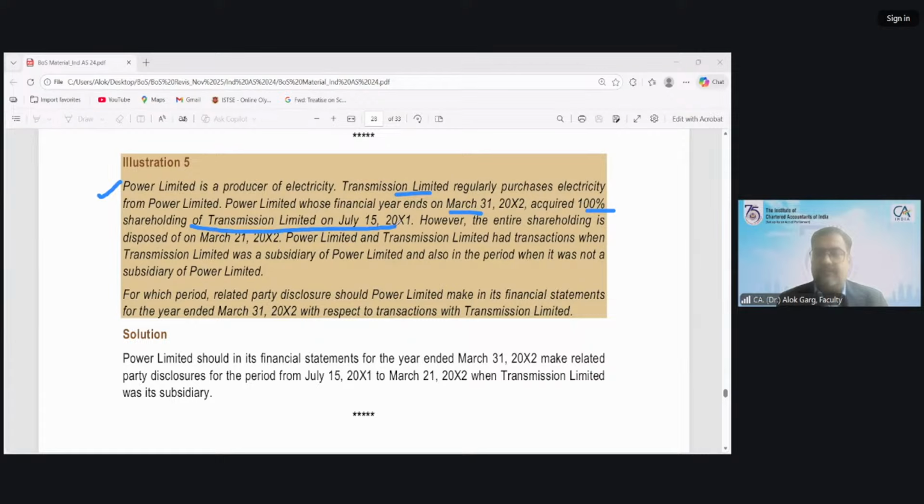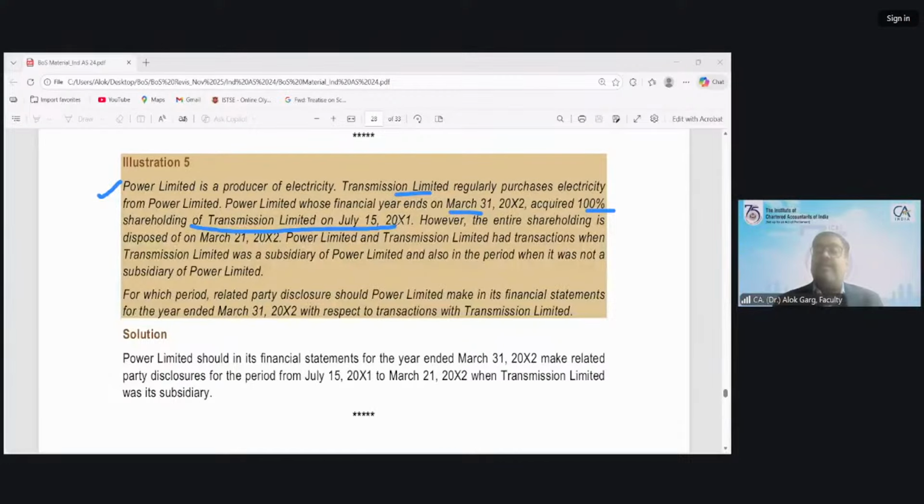Sir, in this case, from 1st April to 14th July, there is only the purchase and sale relationship. No related party transaction exists. With respect to control, it is control from the 15th July. See, whether the purchase consideration is given earlier or later is not a matter. When control is obtained, it is clearly on 15th July, which means control exists. Purchase consideration disposed on March 21st is not relevant. So in this case, the related party transaction should be disclosed from 15th July to March 31st.